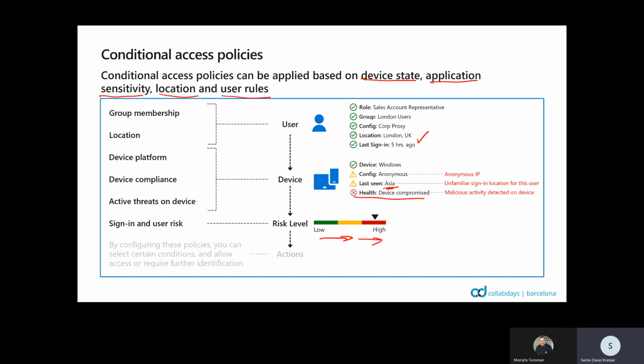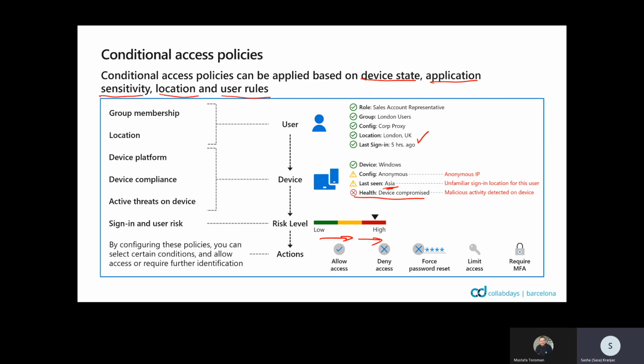So when the sign in and user risk is medium or high, we can then turn on things like Mustafa said. Let's say trigger MFA again or block the user and so on. So either allow access, deny access, force password reset, limit access, require MFA and so on.